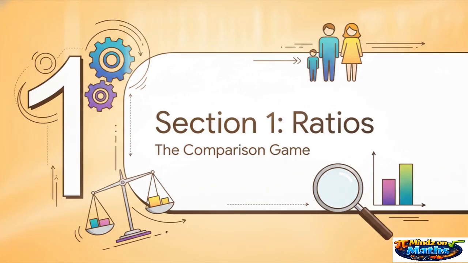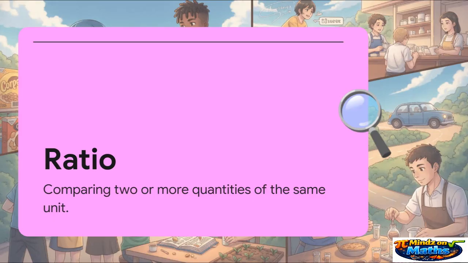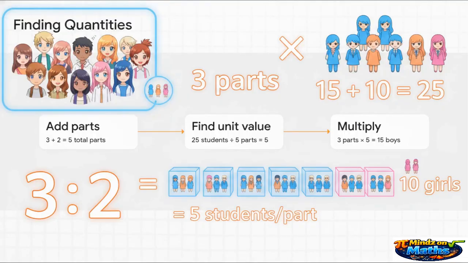Okay, let's dive right into section 1, ratios, the comparison game. So a ratio is really just a comparison of 2 or more quantities. But, and this is absolutely crucial, they have to be of the exact same unit. We're talking about a part-to-part relationship or a part-to-whole relationship. Think about comparing slices of pizza to slices of pizza, or students to students. If you can remember that ratios just show how much of one thing there is compared to another thing of the exact same type, well, you've pretty much unlocked the whole concept. Let's walk through exactly how this works in practice.